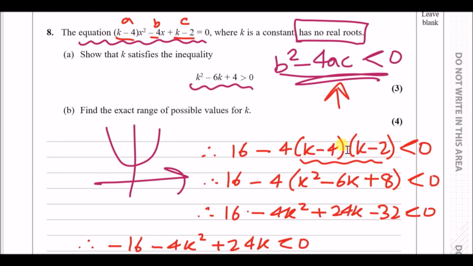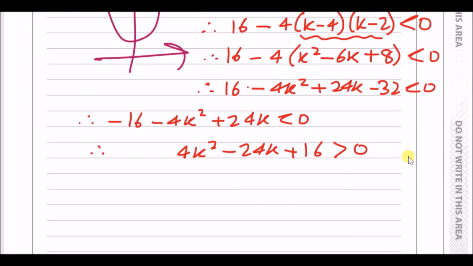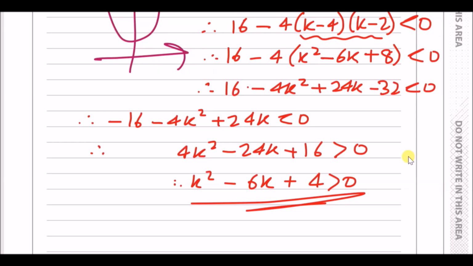Now to see what they got, well, they actually fully simplified it. It looks to me like they divided the whole expression by 4. So let's divide it by 4, yeah? Doing so, we're going to therefore get k squared minus 6k plus 4. And we're done. So that's A done, guys.